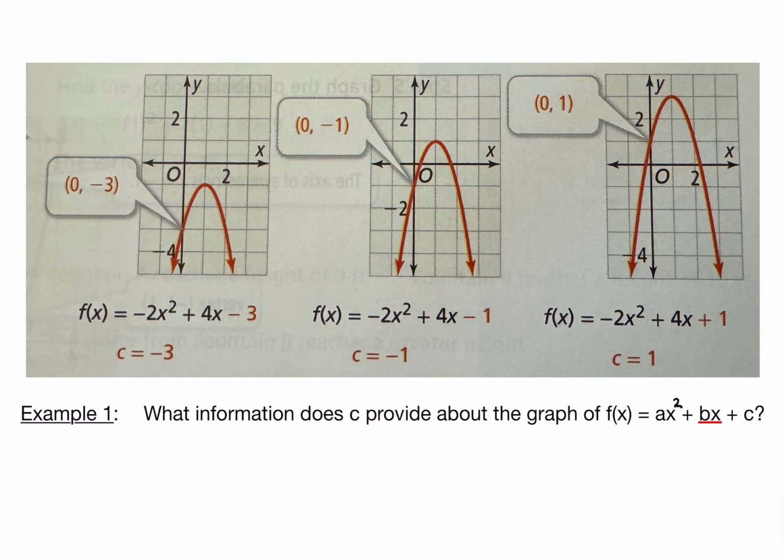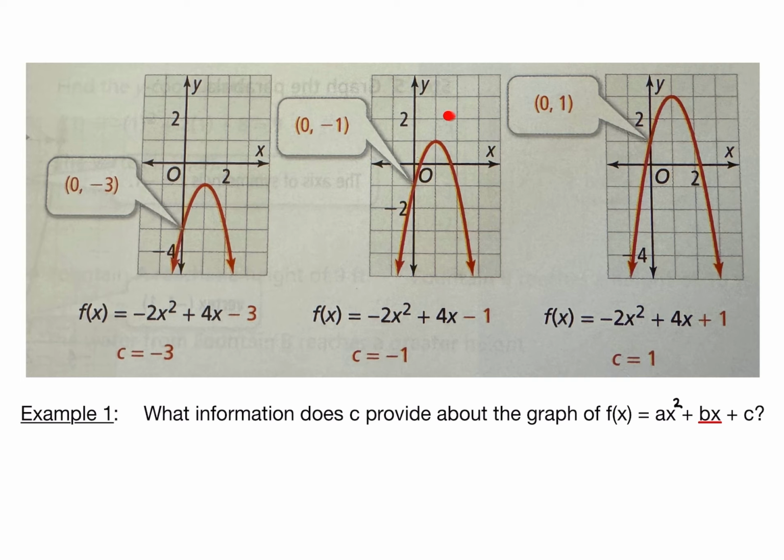Okay, so here we have three different examples of a quadratic function in standard form. Here's one example. If you take a look at the last value here, which is -3, and compare that to this graph, what you'll notice is that this graph actually intersects the y-axis at (0, -3). And that coincides with this -3 in the equation.